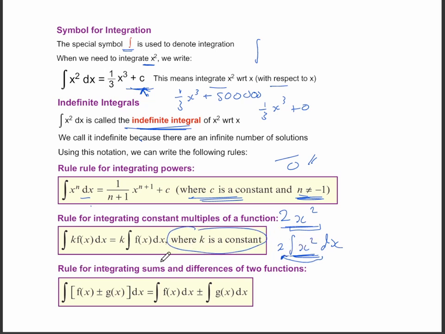Finally, if you are integrating sums and differences, just like differentiation, so if we have x squared plus 2x, where this is a function on its own and this is a function on its own, then to integrate both of them, we can even separate it. So we can write it as integral of x squared plus integral of 2x. And we integrate both individually, obviously both being with respect to x. So here dx, dx, and dx.